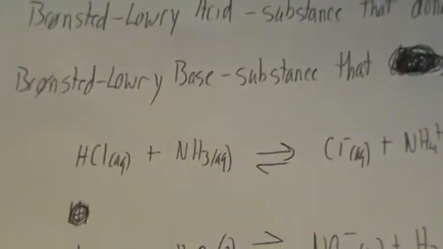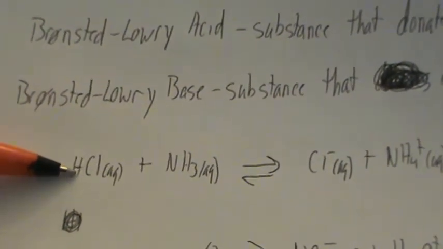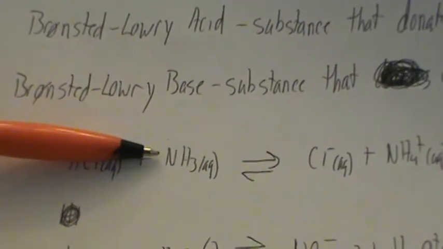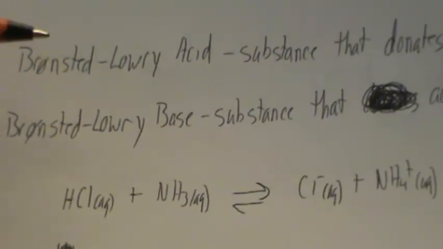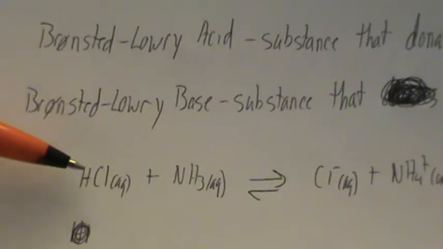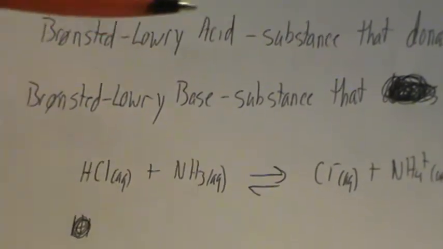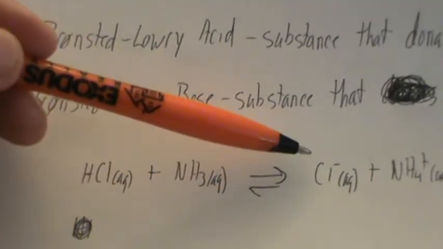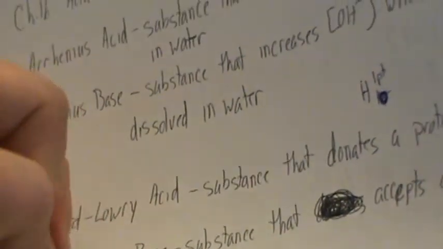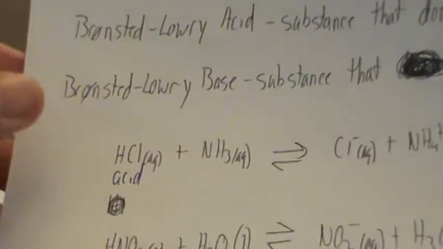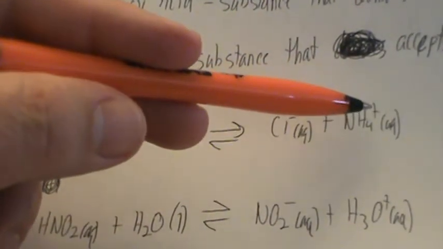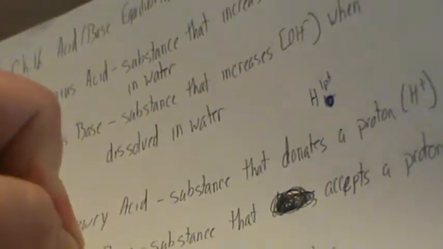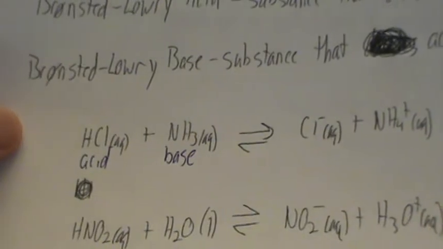So our first reaction, we have hydrochloric acid reacting with ammonia to give us a chloride ion and ammonium ion. So let's see what happens to figure out which one's the acid and which one's the base. We have HCl over on the left-hand side. Then on the right-hand side, we have a chloride ion. So that's telling me that the HCl donated a proton. So HCl is our acid. Now NH3 goes to NH4 with a +1 charge, so it accepted a proton. That's telling me that NH3 is a base.